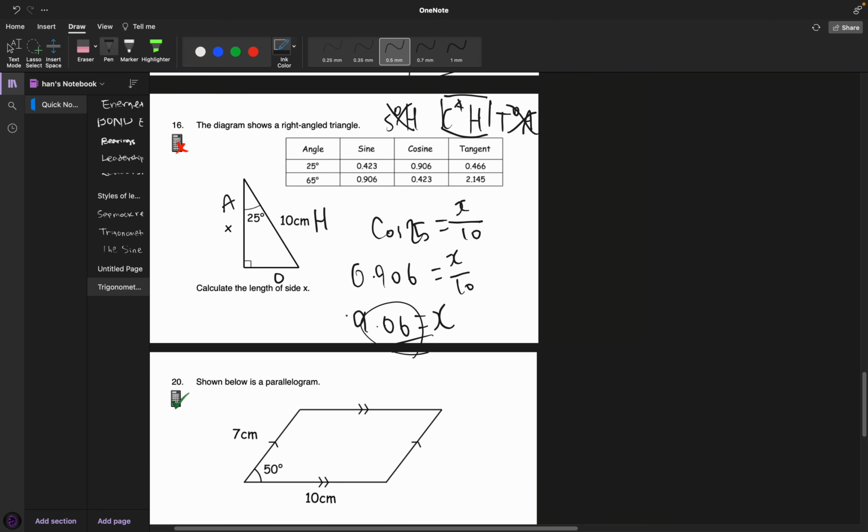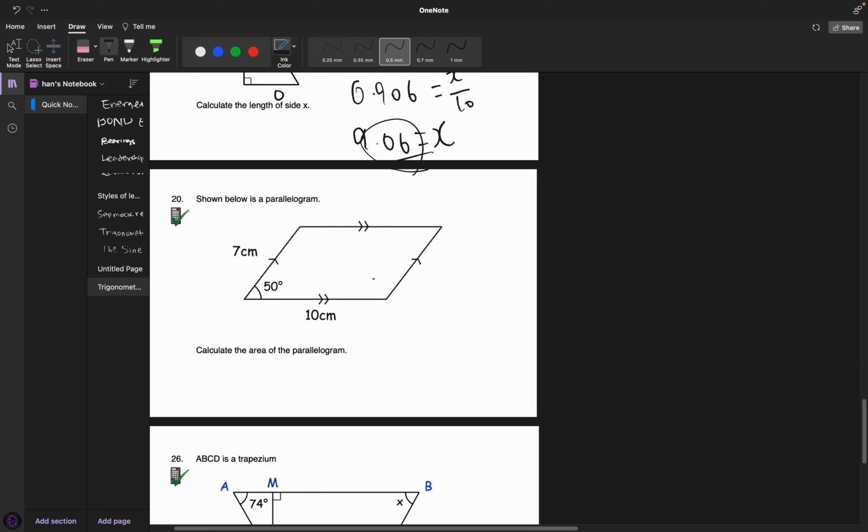So 9.06 for x. Shown below is a parallelogram. Calculate the area of the parallelogram. You might not know how to find the area of a parallelogram, but it's pretty obvious if you look at it. The lines just slant to the right, right? So it's going to be the same as finding the area of a rectangle, base times height, right? You can't multiply 10 by 7 because that's going to give you a totally different area.